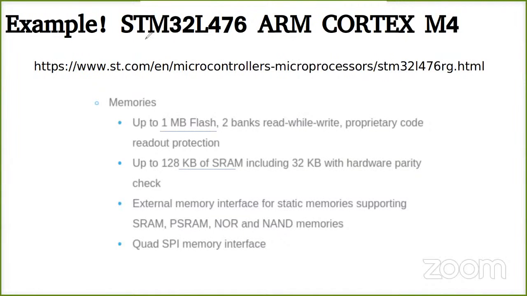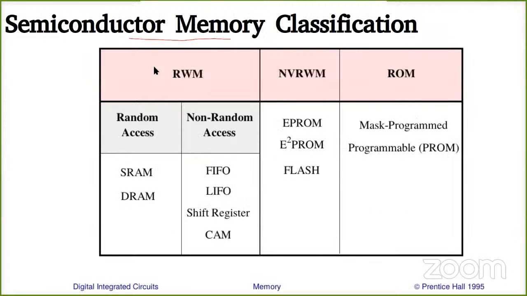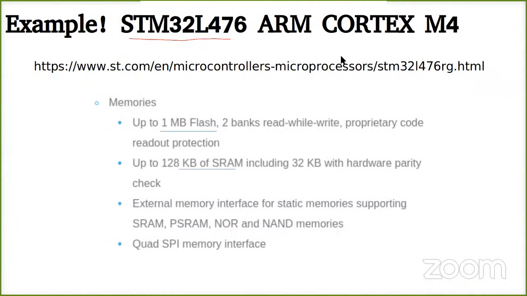All right, so this is an example. If I go to an STM32L476, it's an ARM controller board. If you go to this link over here, you can check it out. I have taken a screenshot. This is an ARM Cortex M4 controller. You can see how they give it in the data sheet. Under memories, it says it has 1 MB of flash and 128 kilobytes of SRAM.